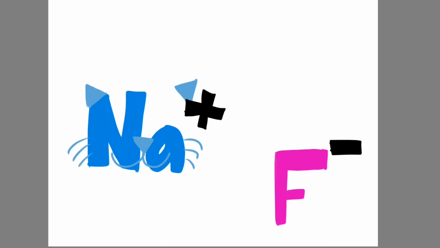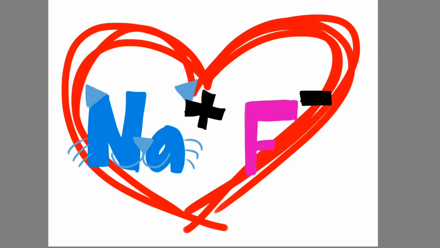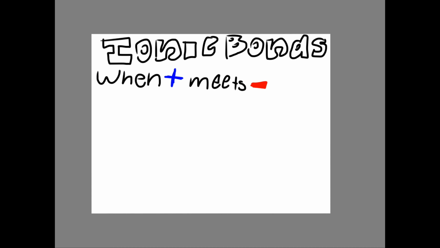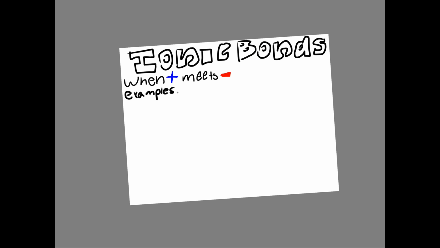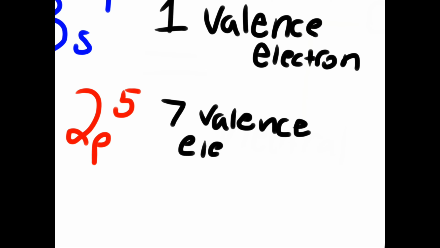Opposite charged ions are attracted to each other, so when they come together, they form ionic bonds. And this is just restating when a positive meets a negative, that is when an ionic bond is formed. And here are some examples. Writing out the core electron configuration can help you identify the valence electrons of an atom.